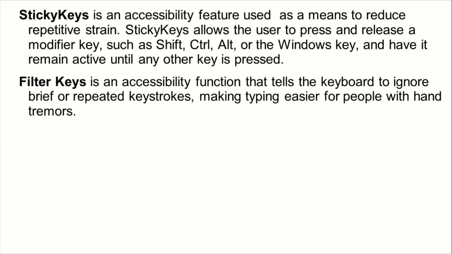Filter keys. This is an accessibility function that tells keyboards to ignore brief or repeated keystrokes, making typing easier for people with hand tremors. So those people who are having the problem of hand tremors, whenever they are typing something, they sometimes keep pressing the keyboard, and the same letter or the same key is typed a lot of times. So you can click on filter key option. It will ignore the repeated keystrokes briefly, and this can be used with people with hand tremors.